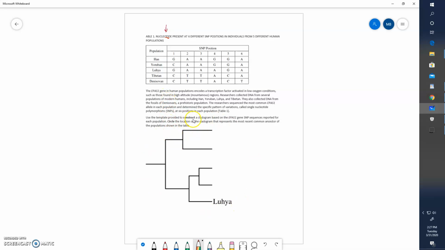They gave you a template here, and they want you to circle the location on the cladogram that represents the most recent common ancestor of the population shown on the table. And that's going to mean you can do that without even doing anything else. That's right there. So let's start by looking at the data.